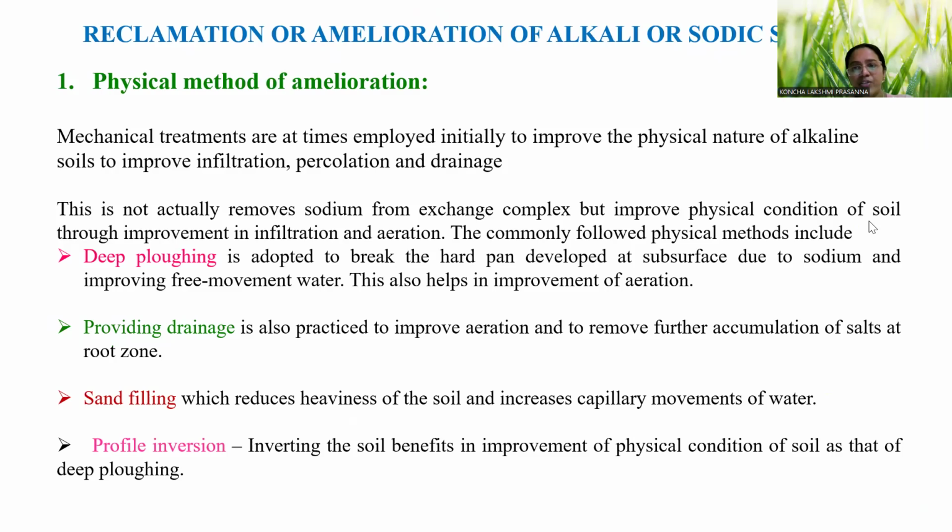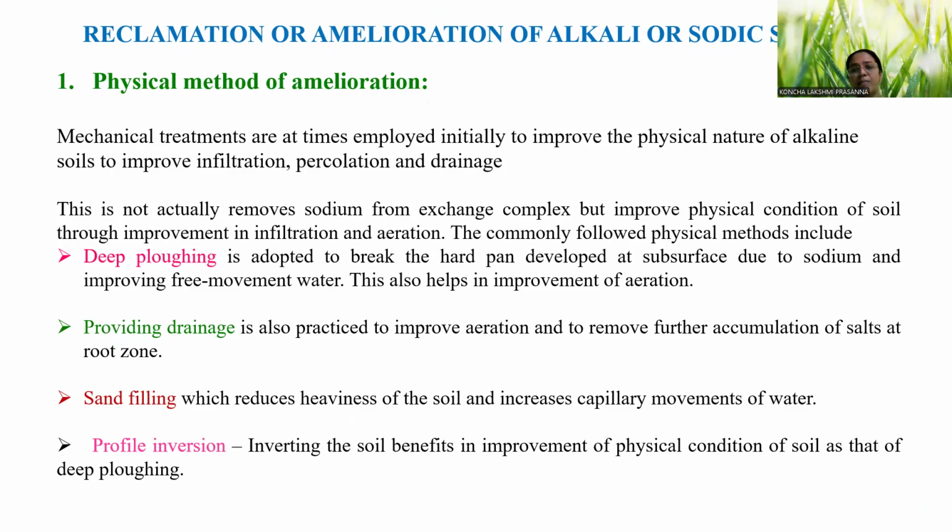Next is the profile inversion. Profile inversion is nothing but inverting the soil upside down. When the soil profile inversion is done, it helps in improving the physical condition of soil, thereby improving the soil aeration and the soil drainage. So the physical method of amelioration is generally done in order to improve the physical conditions of soil, like soil infiltration, soil percolation, soil drainage, and soil aeration.